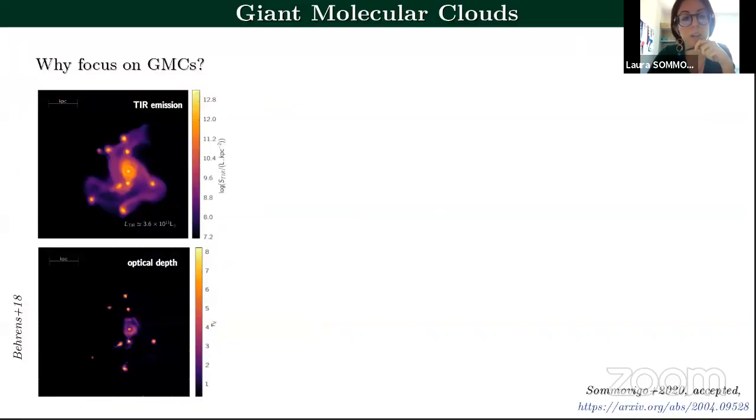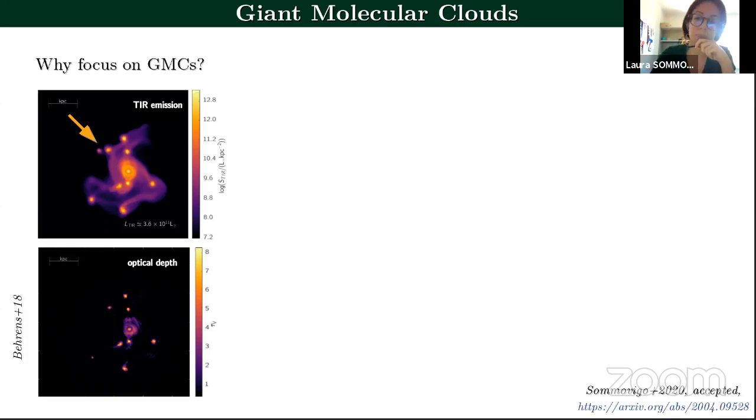Let me now move to the theoretical part of the talk. So I'm going to describe the dust temperature within giant molecular clouds through semi-analytical models. So why do we want to focus on giant molecular clouds? This is because from simulations from Pallottini 2019 and Behrens 2018, we see that regions which mainly contribute to the far-infrared emission of high redshift galaxies are indeed giant molecular clouds, which are the yellow dots in these plots that I'm showing.